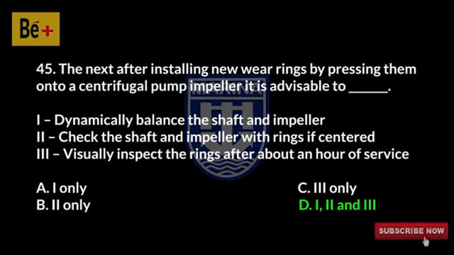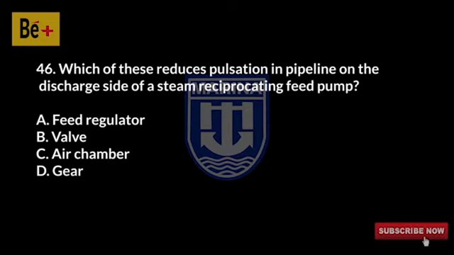Which of these reduces pulsation in the pipeline on the discharge side of a steam reciprocating feed pump? A. Feed regulator. B. Valve. C. Air chamber. D. Gear. The answer is C. Air chamber.